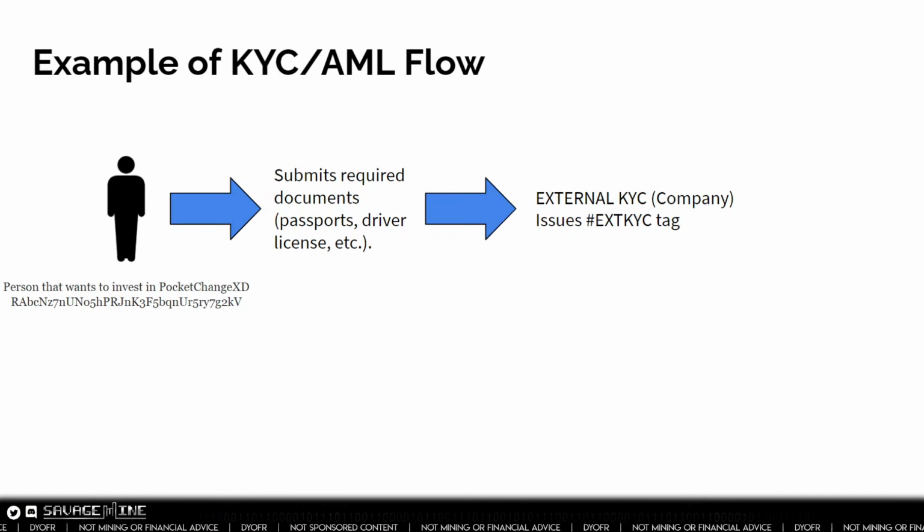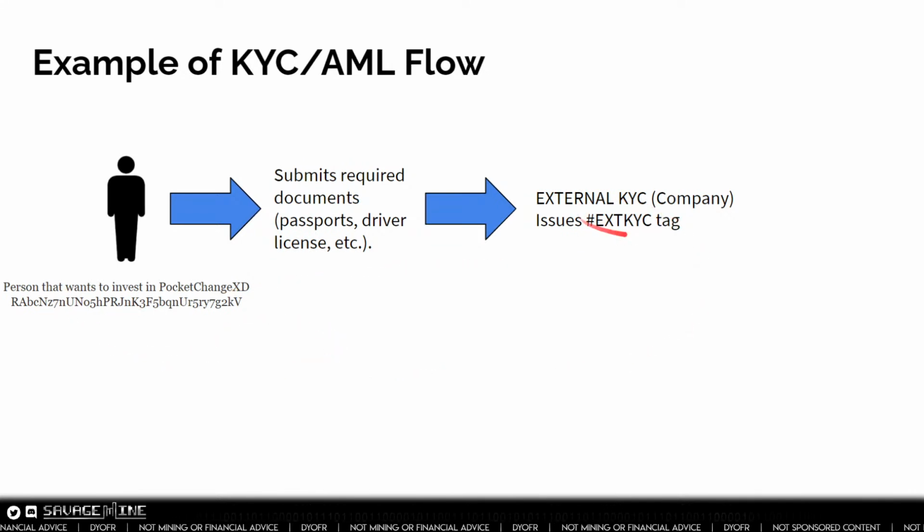And then an example of how the KYC AML would flow. You've got a person over here that wants to invest in PocketChangeXD. That's their Ravencoin address there, and they submit all the required documents to that external KYC company, which is basically going to be able to issue the EXT KYC tag to that Ravencoin address on the left over there, this one right here. So this guy right here. I meant to add another arrow, basically coming back over here.